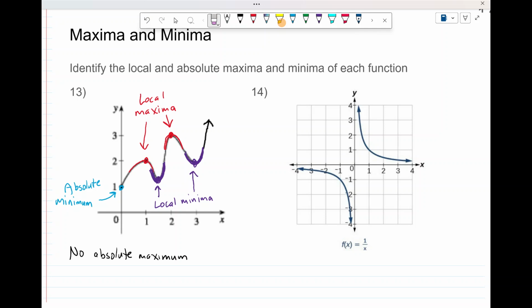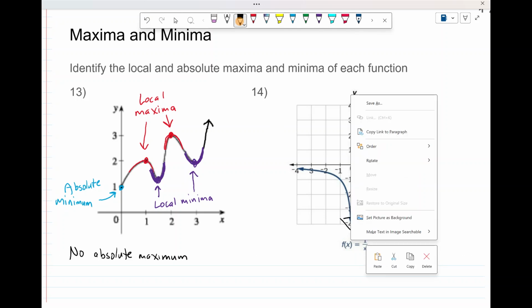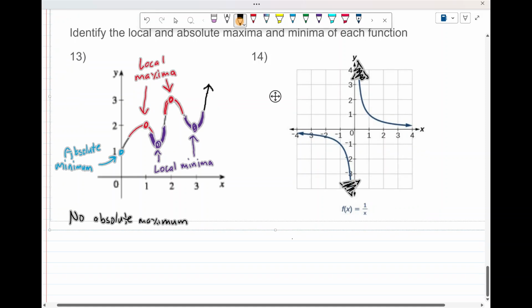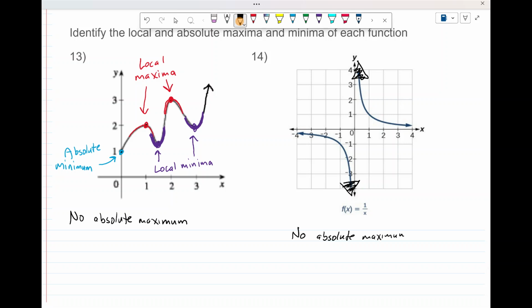Let's do the last one. All right, any absolute maximum? Well, we have an arrow going up, so no, and same with this arrow going down tells me that there's no absolute minimum either. So there's no absolute maximum or minimum.